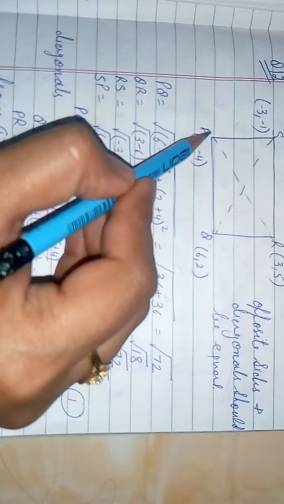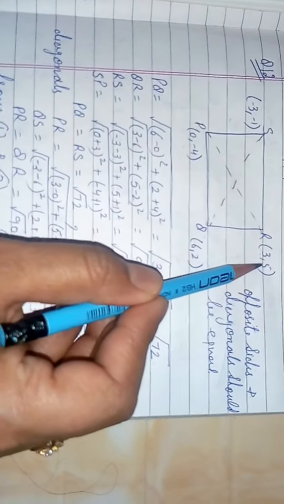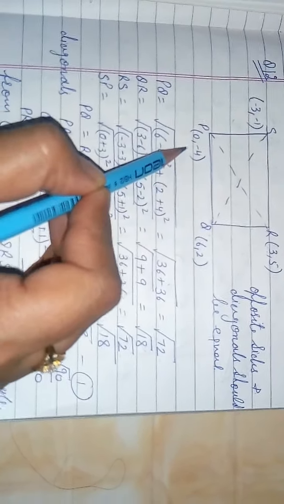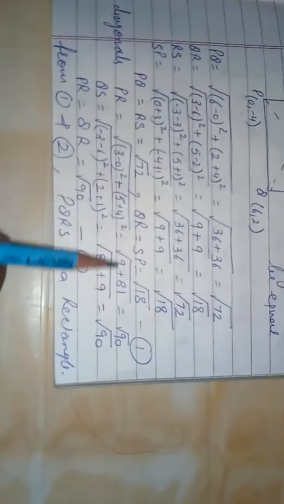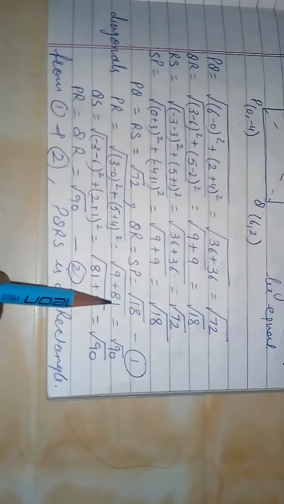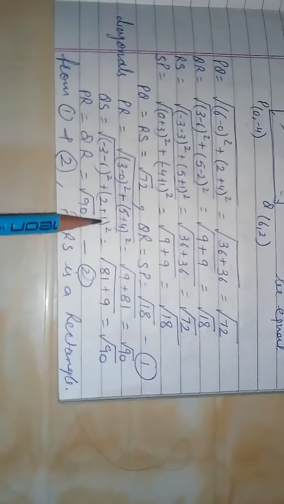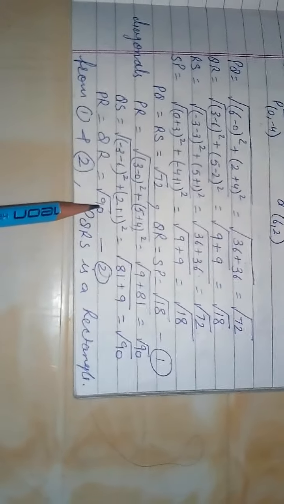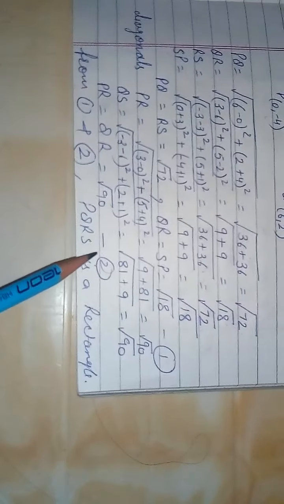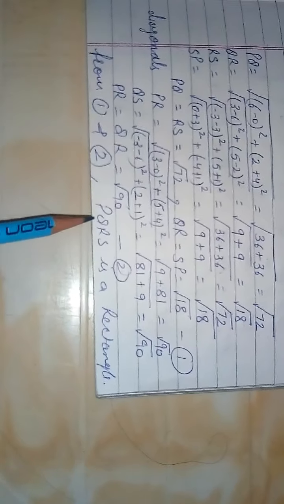So for that we need to find PR also. So how to find PR? 3 minus 0 square, 5 minus 4 will make it 5 plus 4 whole square. So children, PR will be 3 square is 9 and 5 plus 4, 9 square is 81. That is under root 90. Same way you can find QS also. After putting the values, you will get the other diagonal, root 90. So you can see that diagonals are also equal. So from equations 1 and 2, opposite sides are equal and diagonals are also equal. So we can say that the given figure is a rectangle. Clear?